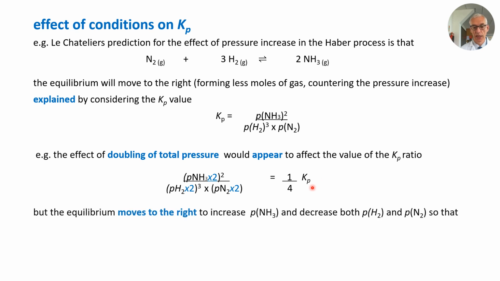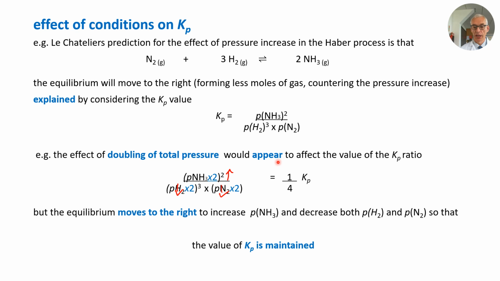However, the equilibrium moves to the right, increasing the partial pressure of ammonia and decreasing the partial pressures of hydrogen and nitrogen. So the equilibrium moving to the right increases the value for the partial pressure for ammonia, decreases the partial pressure for hydrogen, and decreases the partial pressure for nitrogen, thereby adjusting the partial pressures so that the value of Kp is maintained.